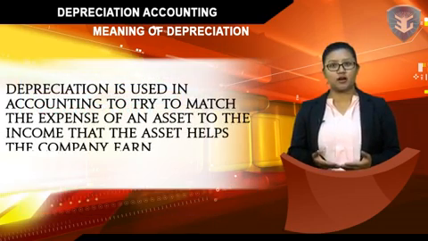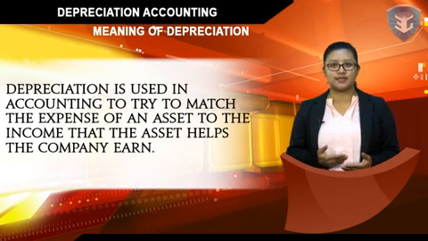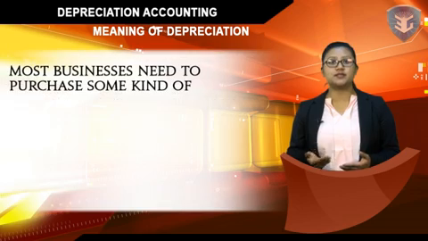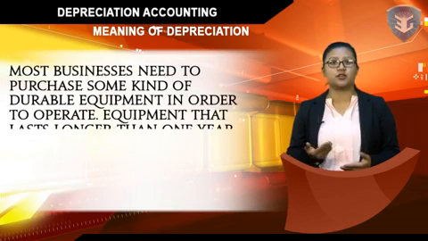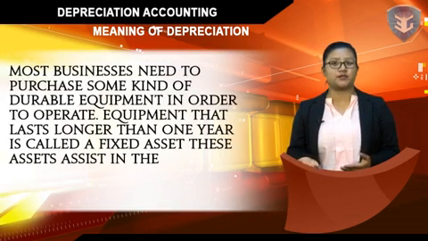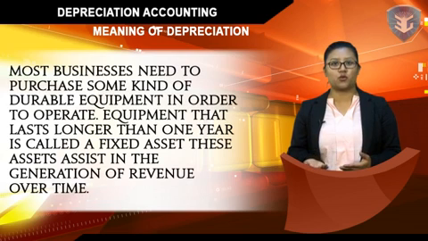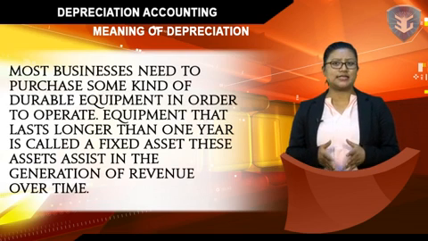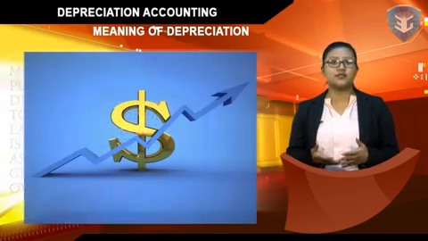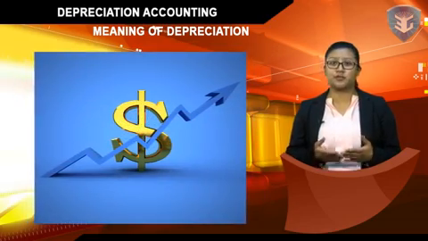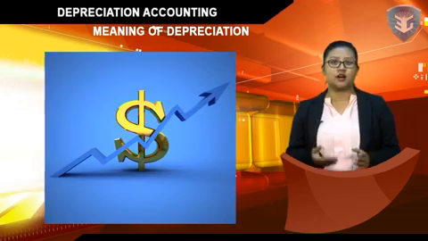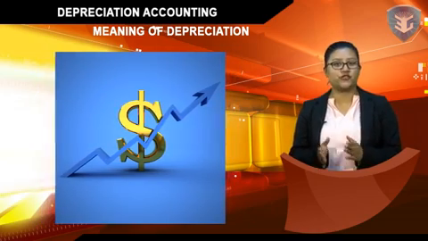Depreciation is used in accounting to try to match the expense of an asset to the income that the asset helps the company earn. Most businesses need to purchase some kind of durable equipment in order to operate. Equipment that lasts longer than 1 year is called a fixed asset. These assets assist in the generation of revenue over time. For instance, an oven that lasts several years may be used to bake many loaves of bread each day. The oven is integral to the sale of each loaf of bread.